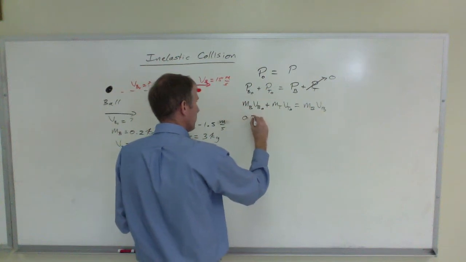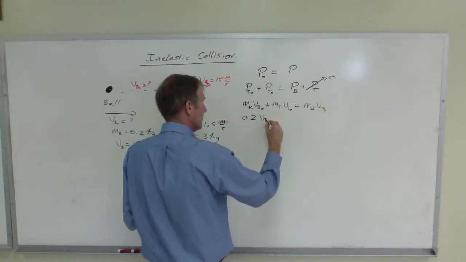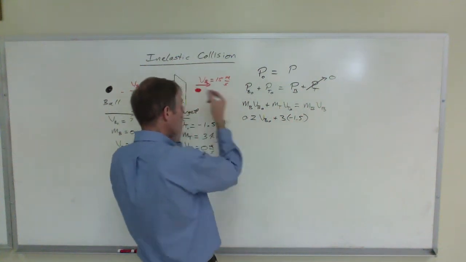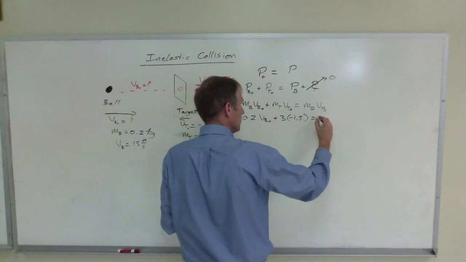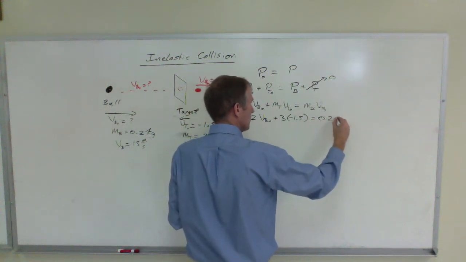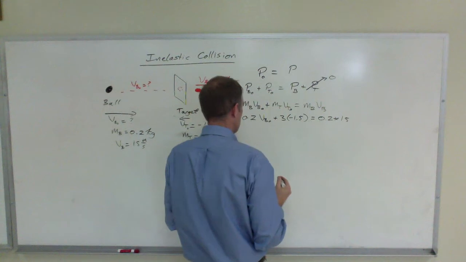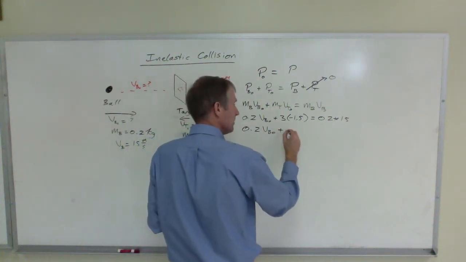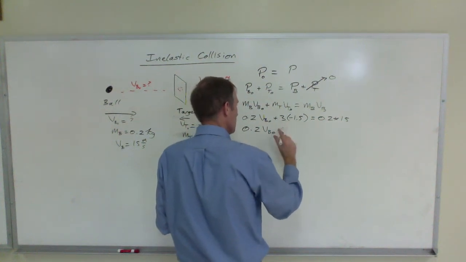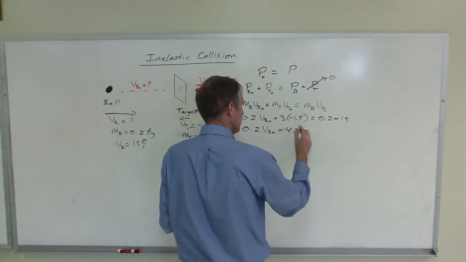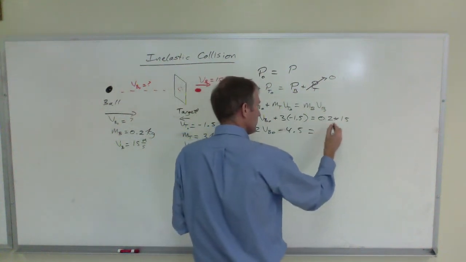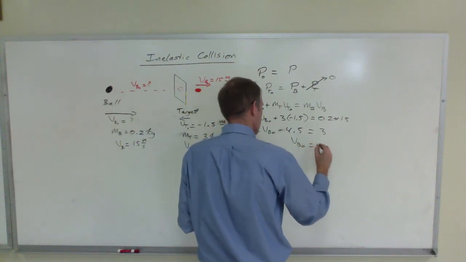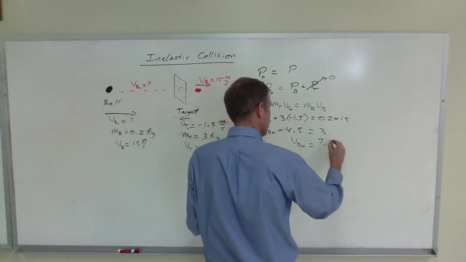Now the ball has a mass of 0.2. We're looking for VBO. The mass of the target is 3 times negative 1.5 because it's going in towards the ball. And then afterwards, the ball has a mass of 0.2 and travels at 15 meters per second. So 0.2 VBO plus, or minus, because of the negative sign, minus 4.5 equals 3.